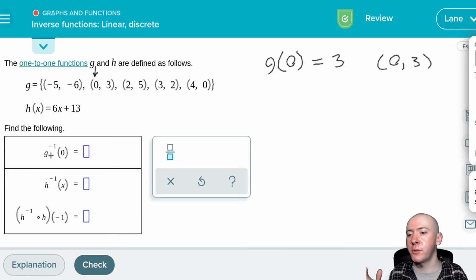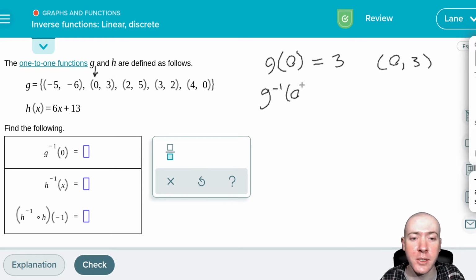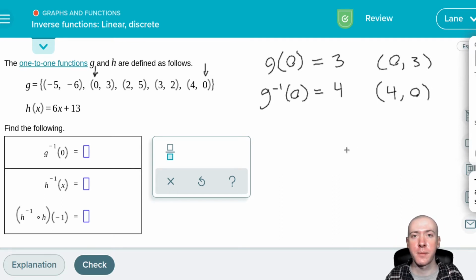What they're asking for is g inverse of 0. To find g inverse of 0, we need to look for the point that has the y value 0, which is this point. g inverse of 0 is 4, which corresponds to the point (4, 0). So that's going to be our answer for this part.